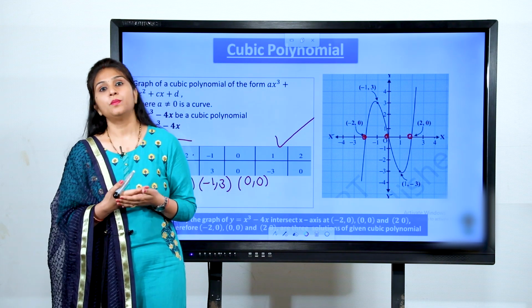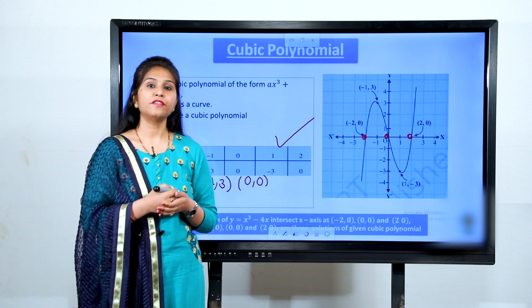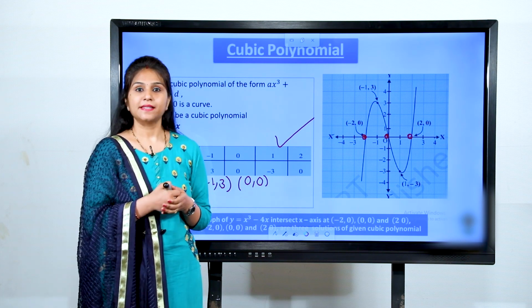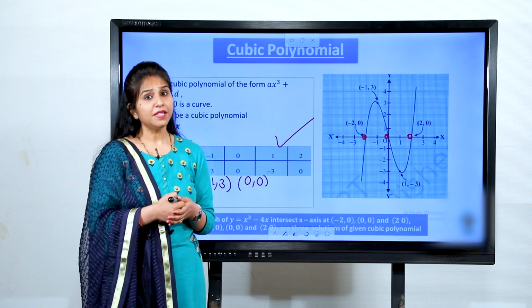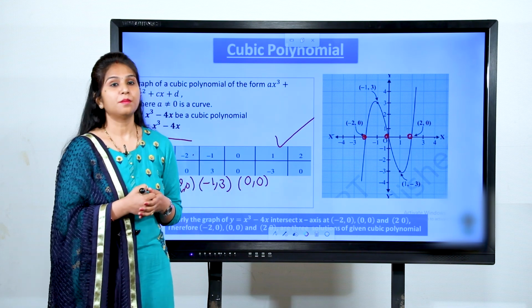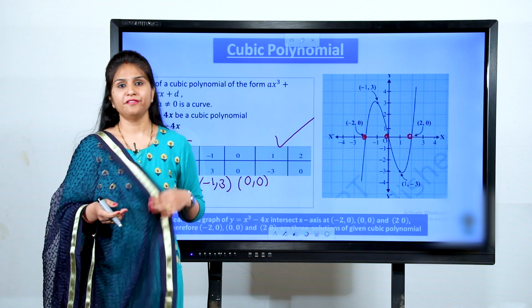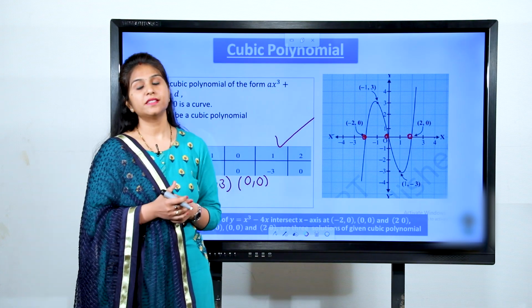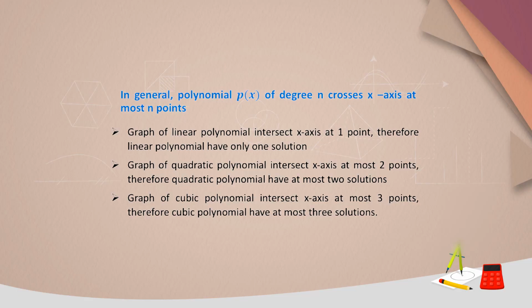So when we have a general polynomial of degree n, the graph of that polynomial intersects the x-axis at n distinct points, and it means that particular polynomial has n zeros. When we have a linear polynomial, we have already discussed that the linear polynomial graph intersects the x-axis at only one point. The graph of a quadratic polynomial intersects the x-axis at 2 distinct points, so it has at most 2 solutions, and the graph of the cubic polynomial has 3 distinct points. It means it intersects the x-axis at 3 distinct points, so it has at most 3 solutions.